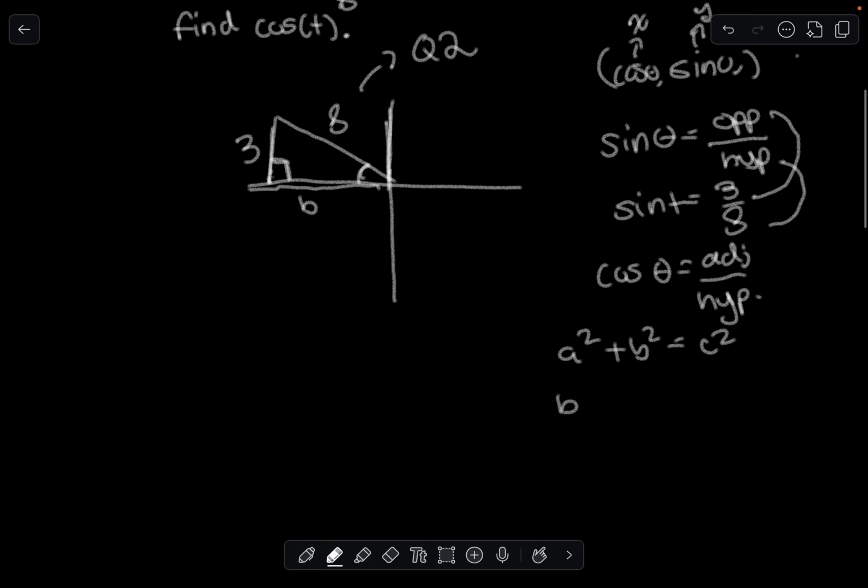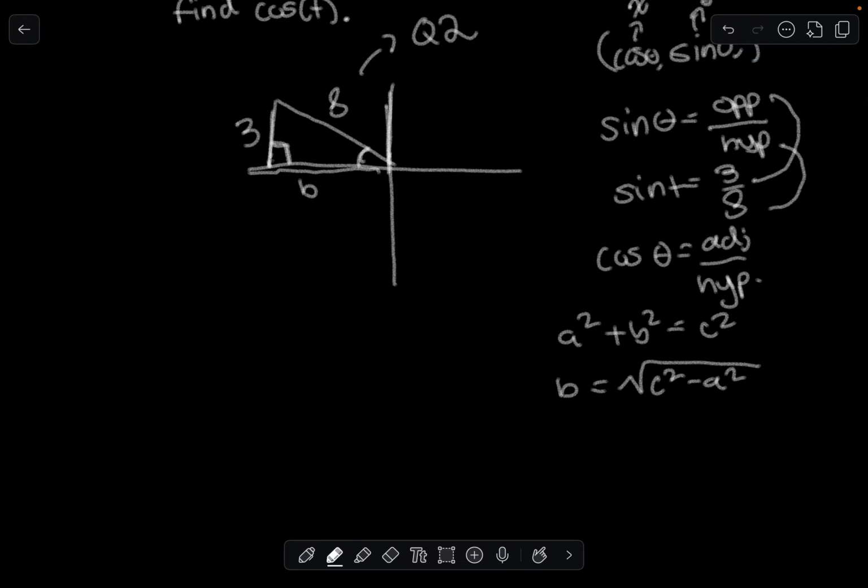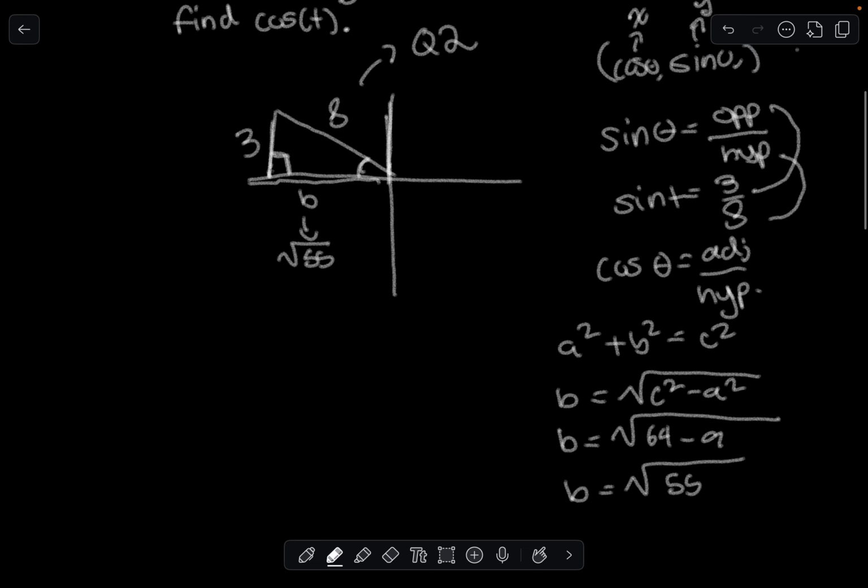So we can solve for b, and we can say that b is equal to the square root of c squared minus a squared. Then we can substitute in the values from our right triangle. B is equal to the square root of c squared, 64, minus a squared, which is 3 squared, 9. So we have b is equal to the square root of 55. Now that we know that b is equal to the square root of 55, we can then use our definition of cosine in a right triangle, which is adjacent over hypotenuse.